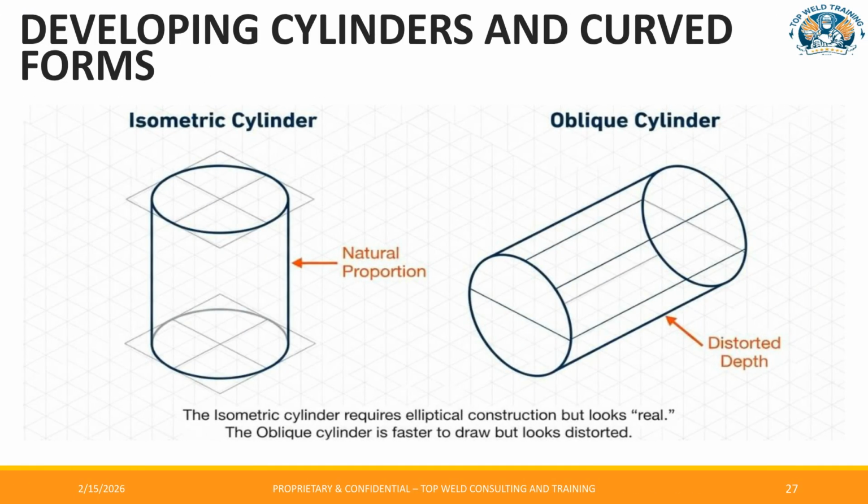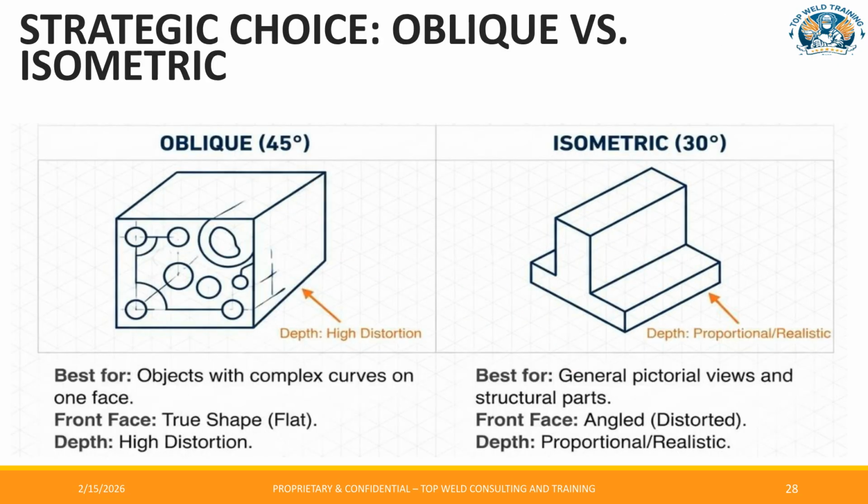Developing cylinders and curved forms requires layering. By combining the isometric box method with circle construction, you can accurately represent curved surfaces, holes, and cylindrical protrusions in your technical sketches. How do you choose between oblique and isometric?